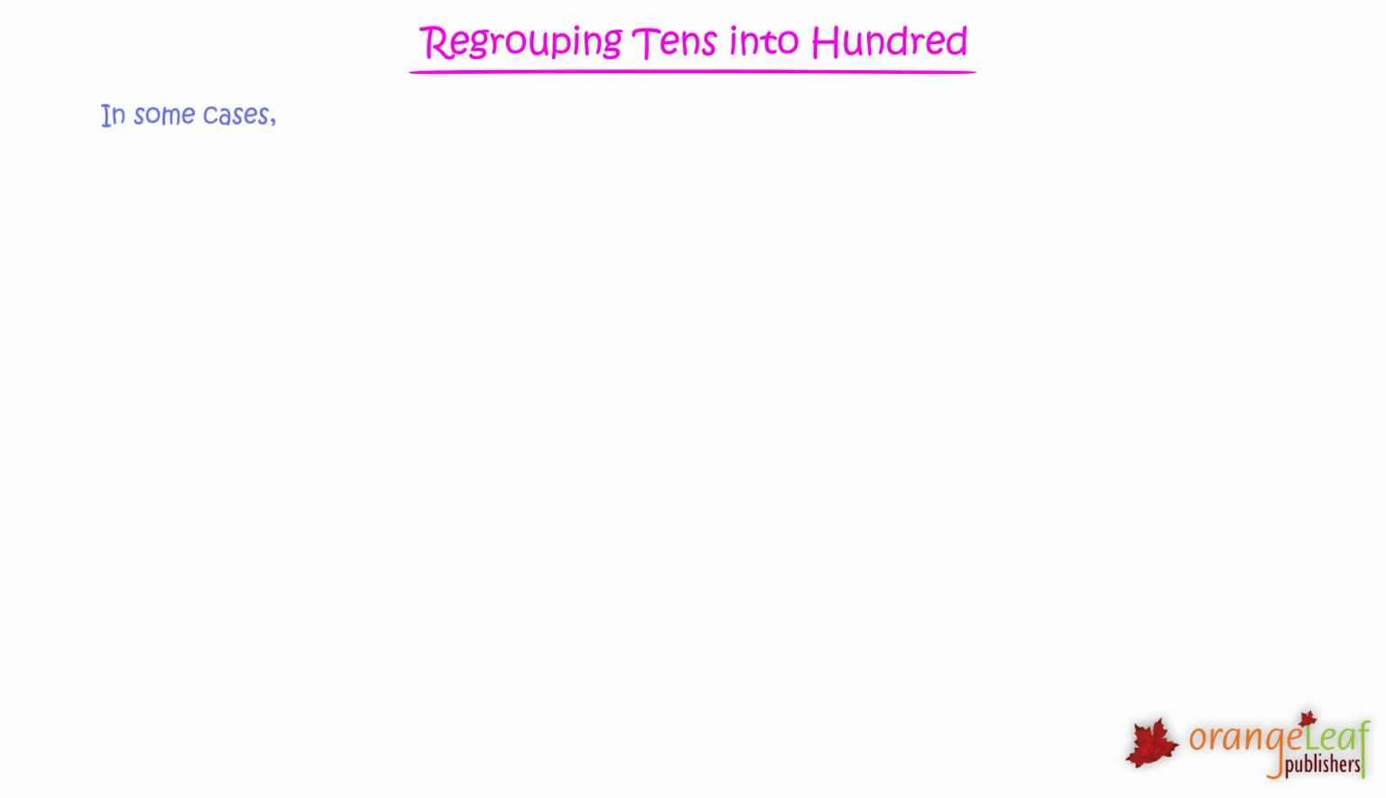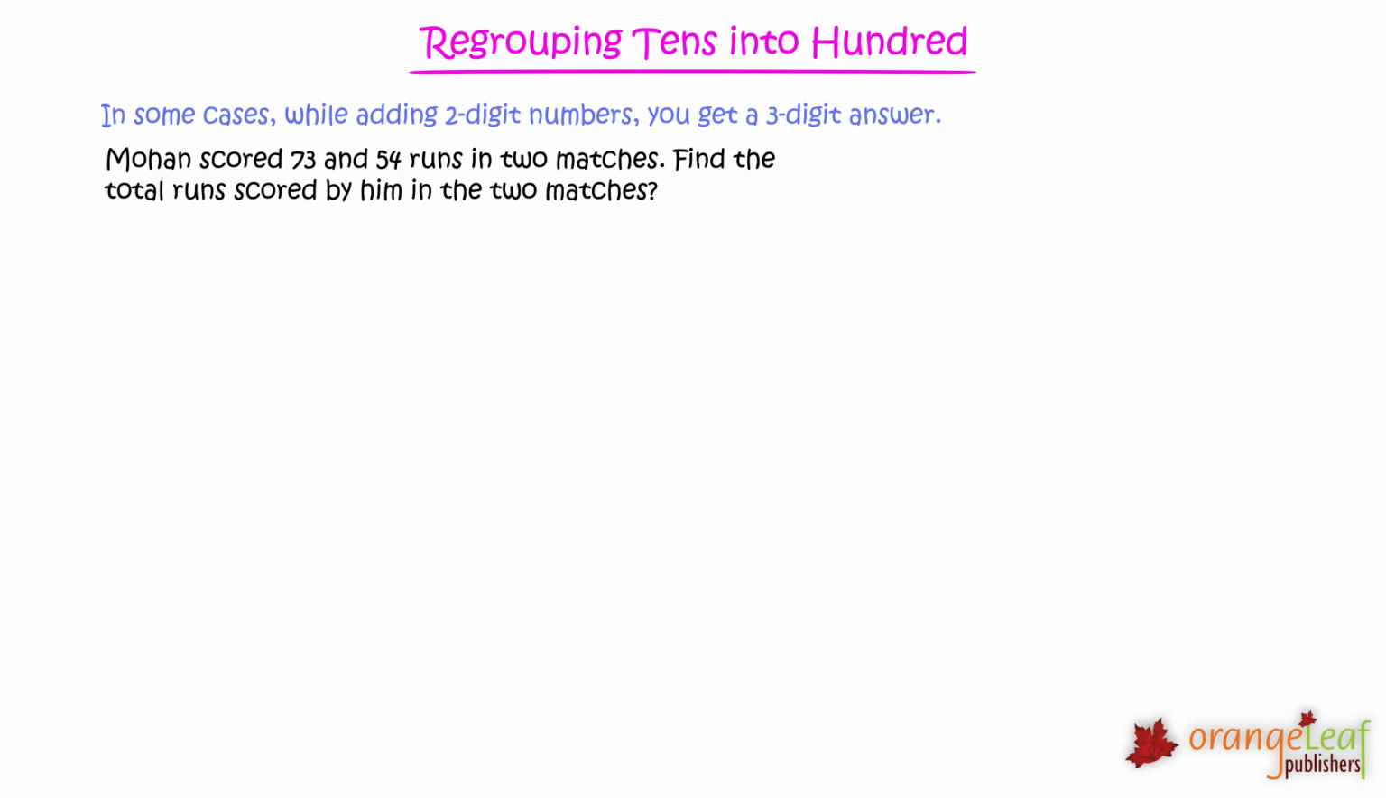Let us start. Regrouping tens into 100. In some cases, while adding 2-digit numbers, you get a 3-digit answer. Mohan scored 73 and 54 runs in 2 matches. Find the total runs scored by him in the 2 matches. 73 plus 54. Write the numbers one below the other according to the place value and add.